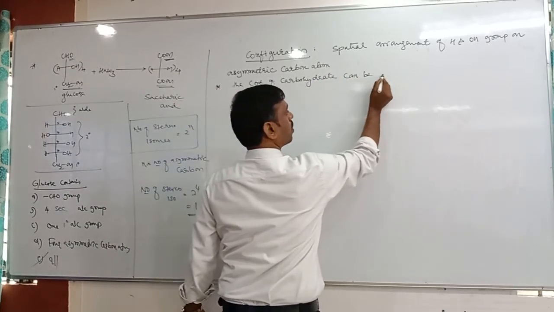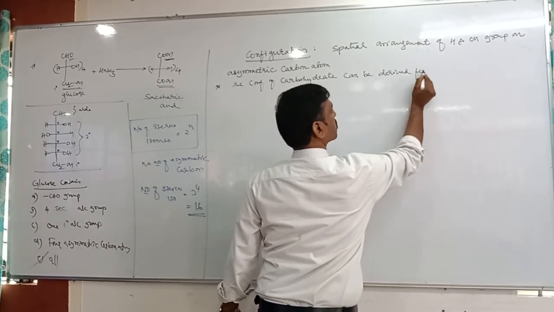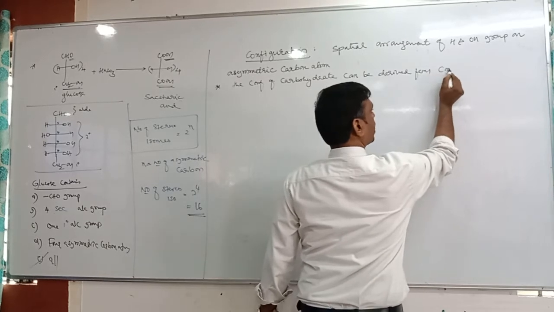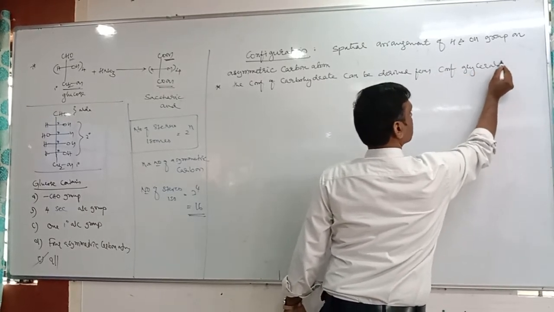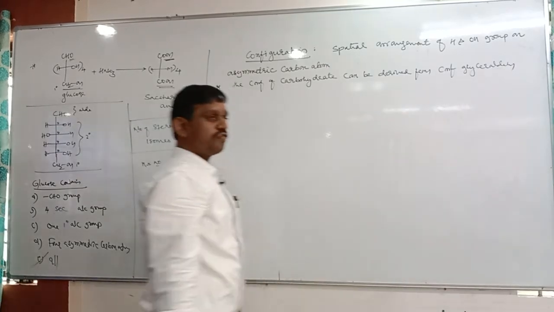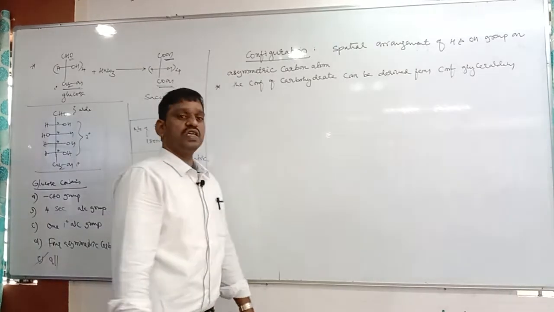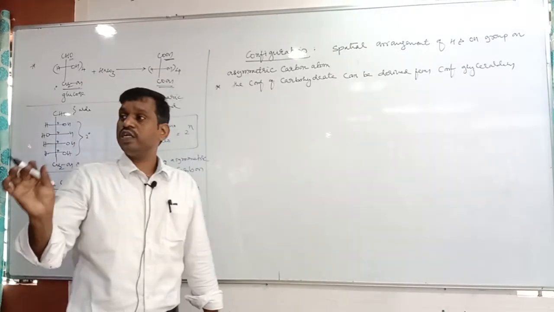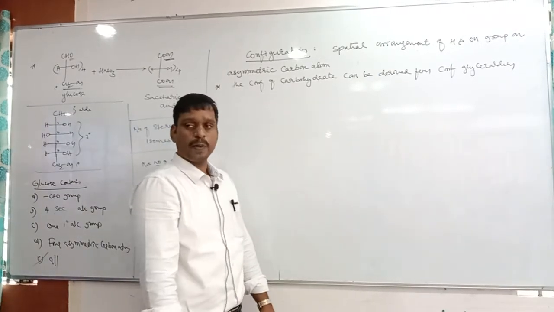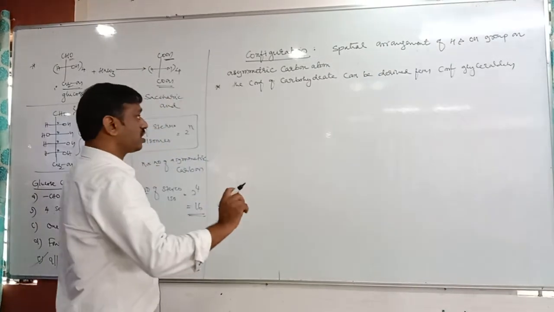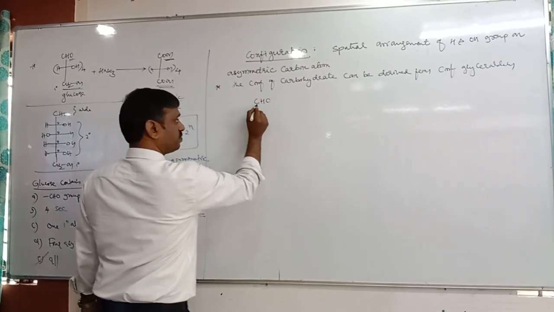That means the configuration of carbohydrates can be derived from the configuration of glyceraldehyde. Okay, so the configuration of carbohydrates can be derived from the configuration of what? Glyceraldehyde. It means by knowing the glyceraldehyde configuration, we can assign the configuration of other carbohydrates. Okay, therefore, now what is a glyceraldehyde? So glyceraldehyde is the simplest carbohydrate.